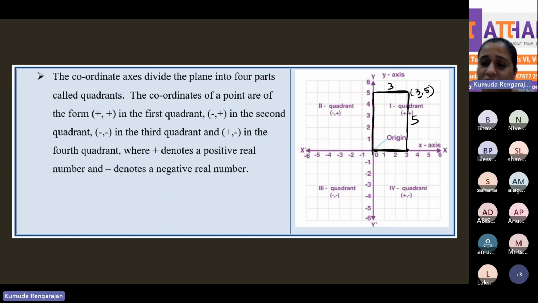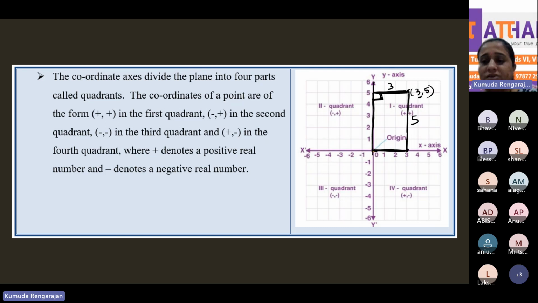Now see how 5 stands. 5 stands perpendicular to the x-axis. And 3 stands perpendicular to the y-axis. What is this 3? If you simply have to describe this number 3, you will say it is the perpendicular distance. See here, this line segment is perpendicular to the y-axis, and how many units? 3 units.